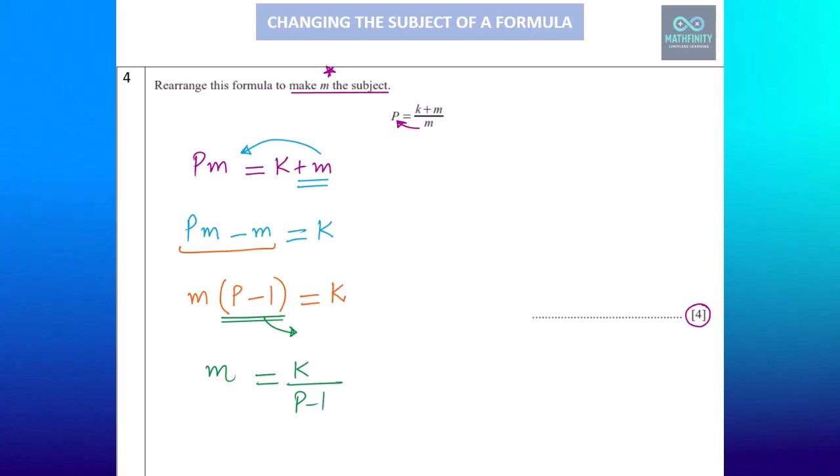That's it. The question is not hard. If you solve step by step and if you do the practice, you will be able to get the full 4 marks. k over p minus 1.